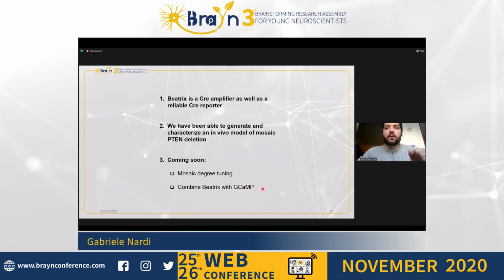And we are also going to combine Beatrix with a genetically encoded calcium sensor in order to image the activity of both populations of healthy and mutated neurons at the same time and in vivo.